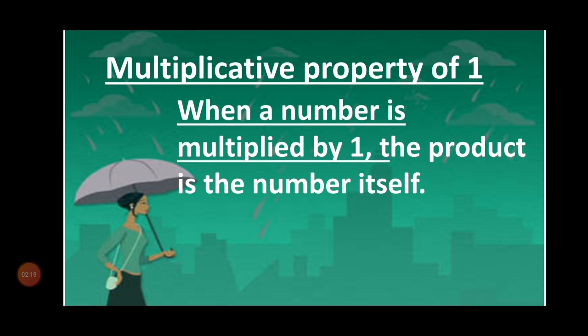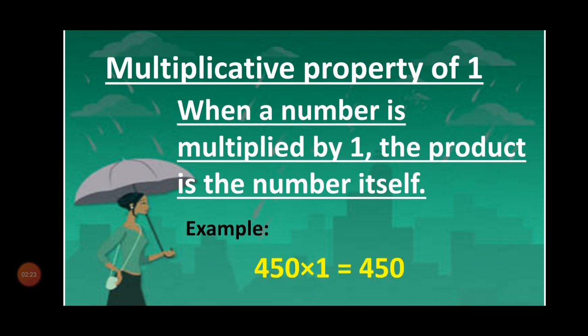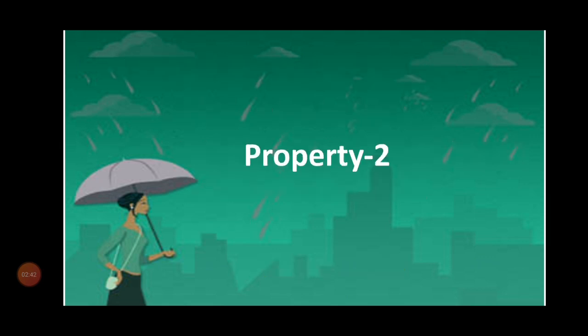For example, 450 into 1, we are getting the same value, 450. So that is the answer. So what property is it? Multiplicative property of 1. Okay, the next we are going to study property 2.